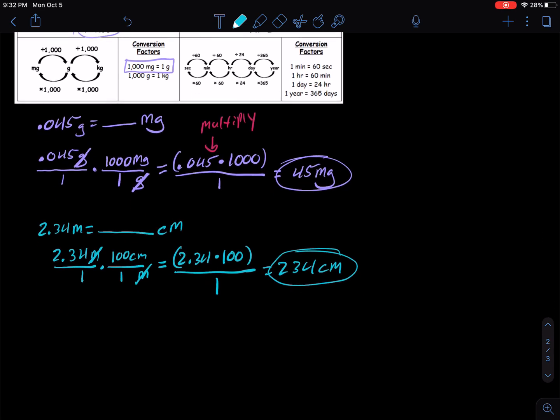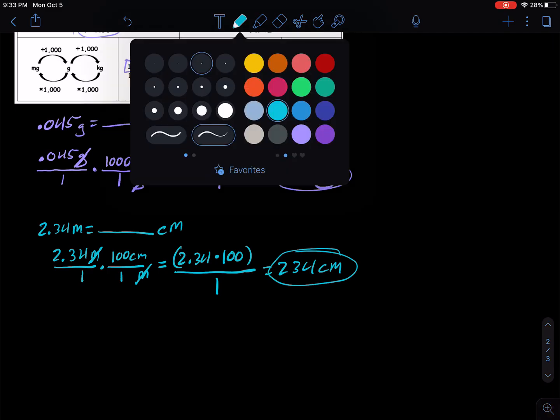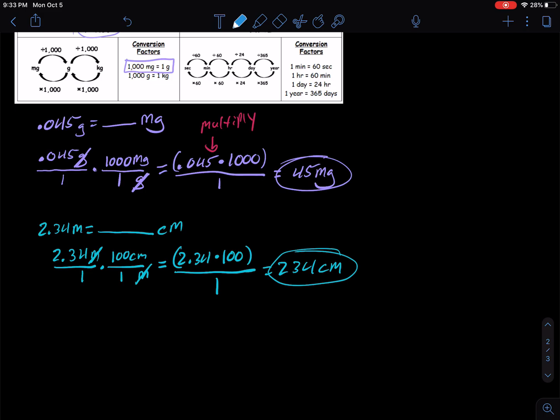And we're going to do one more here. Again, I want you to try to work your way through this and solve this problem. Let's go with this color. We're going to take 1.75 liters, and we want to know how many milliliters that makes. When you work through this problem, you got 1.75 liters over 1. Liters in the numerator, liters in the denominator.